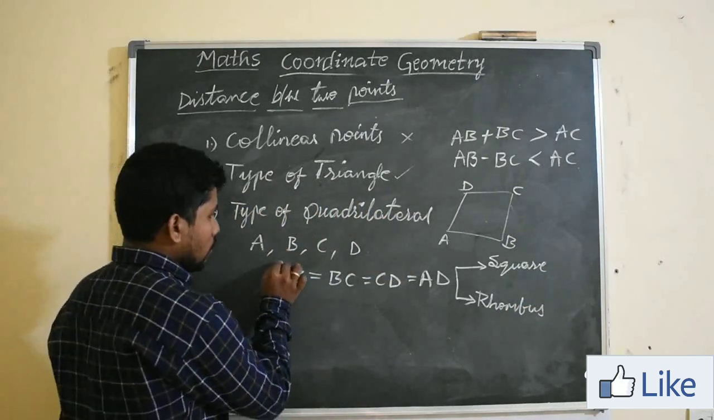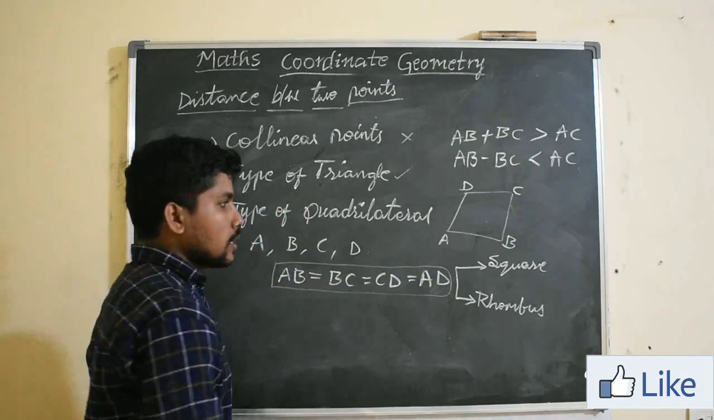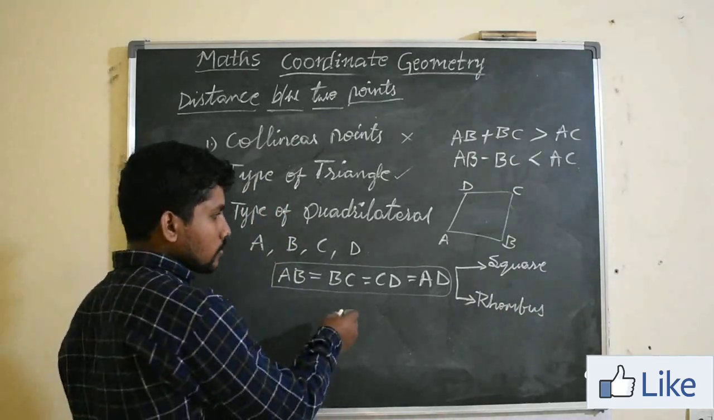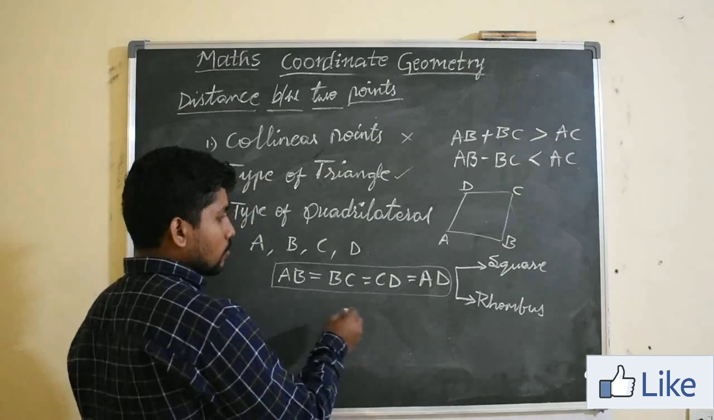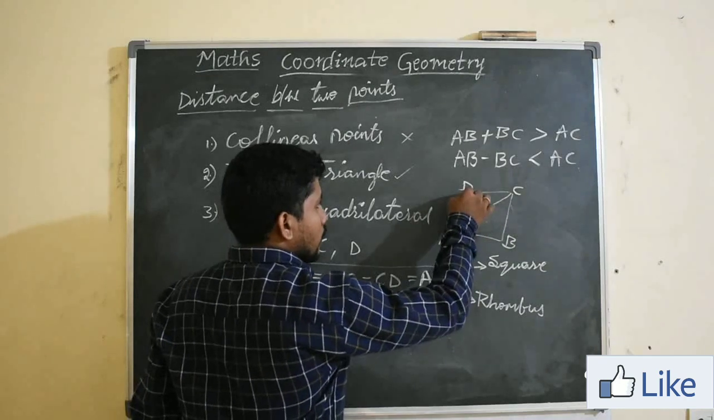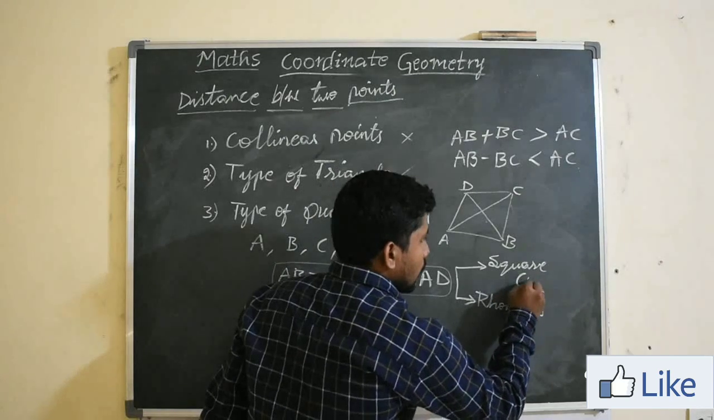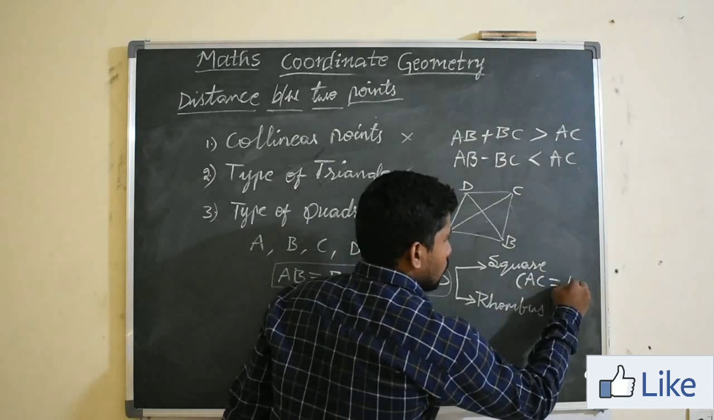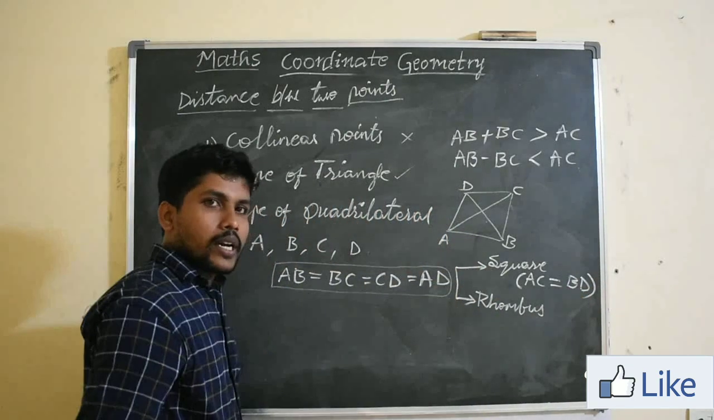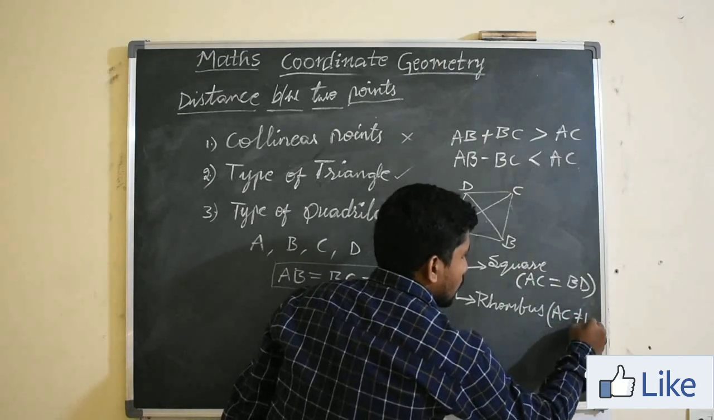Now, when all lengths are equal, we are getting two conclusions: one is a square and one is a rhombus. Then how do we identify whether it is a square or a rhombus? Find the diagonal lengths, that is AC and BD. If AC is equal to BD, if the diagonal lengths are equal, then it is called a square. And in case of a rhombus, the diagonal lengths are not equal.